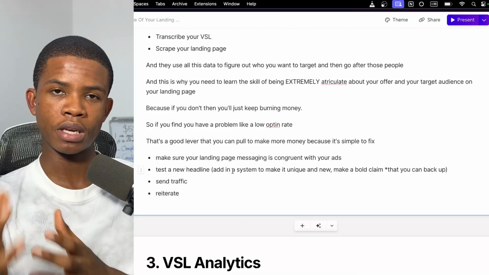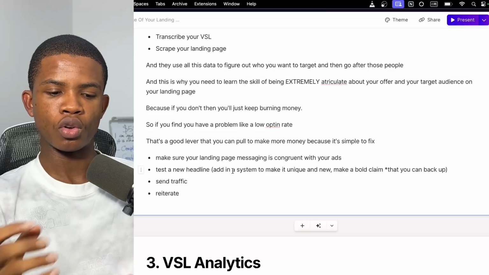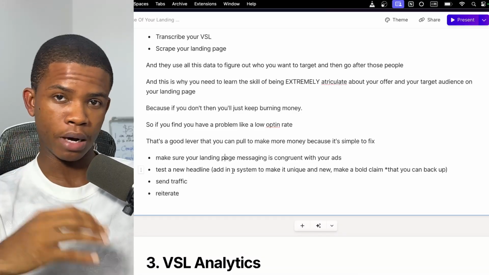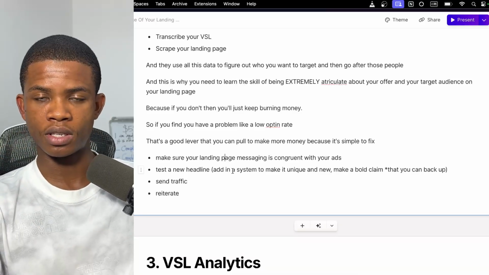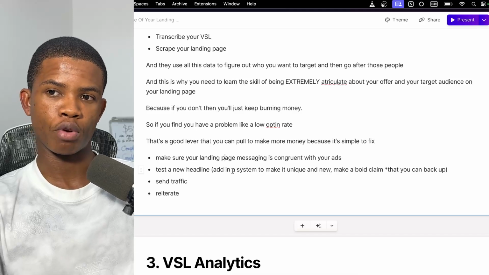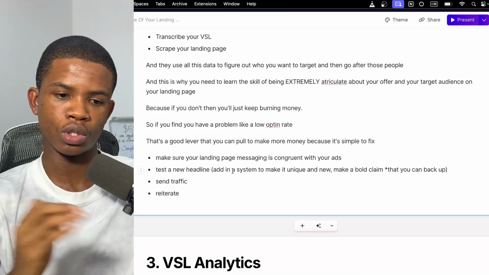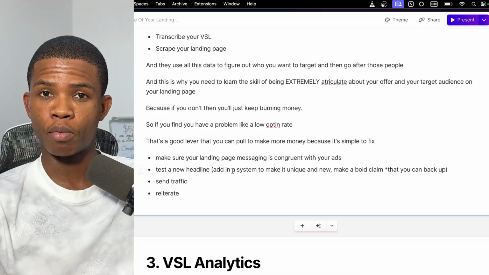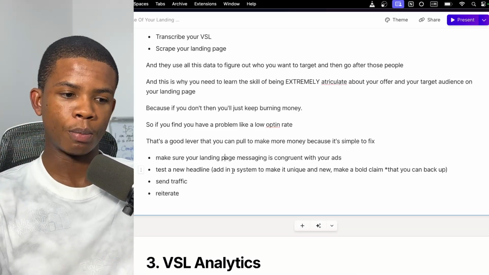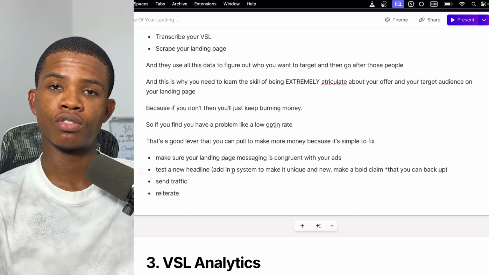So add in the system, make it something new, unique. Make a bold claim that you can obviously back up. You don't want to be slammed with FTC claims, or have unqualified prospects, people that are going to have overly high expectations coming to your funnel. You want claims that are bold, that are going to get people interested, but that you can also back up. And then you just have to send traffic and iterate from there.